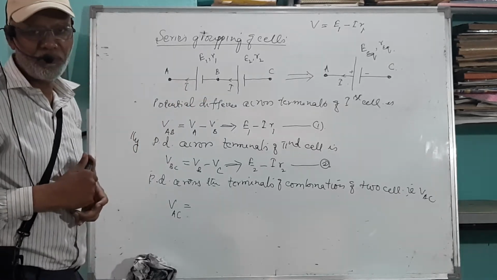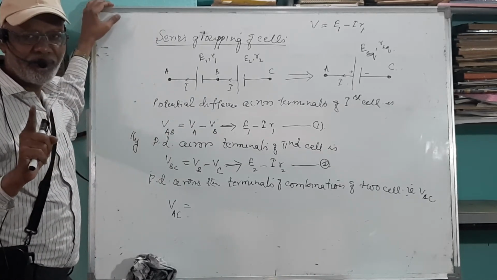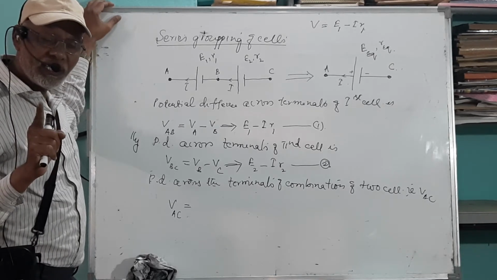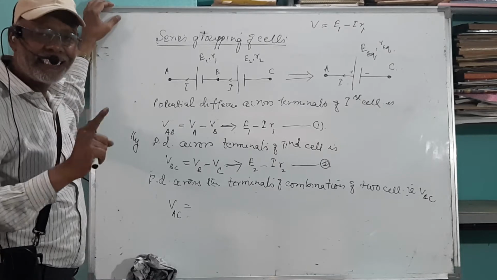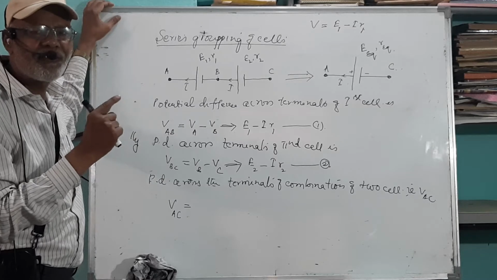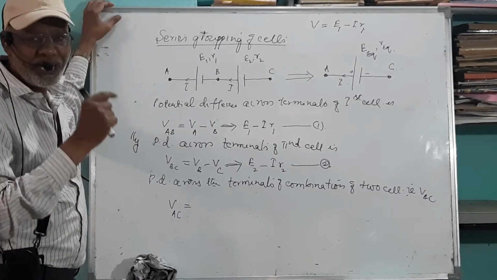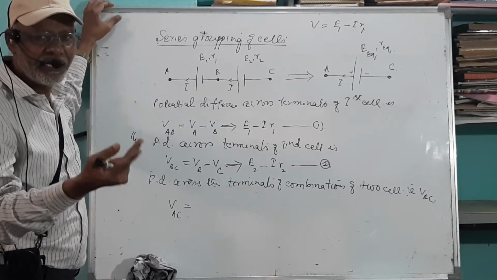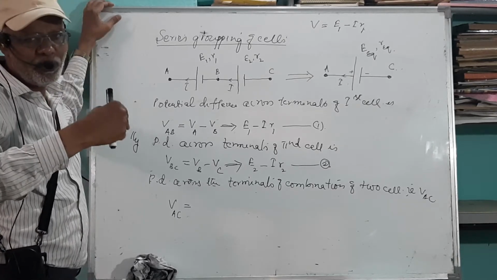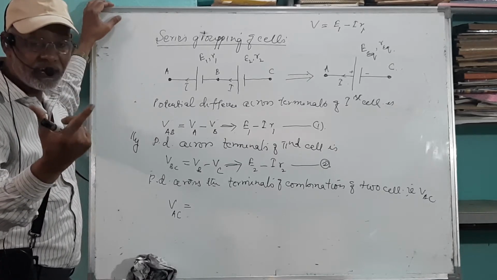What is an equivalent EMF? As I said, equivalent EMF is the EMF of the single cell which produces the same effect as that of the combination of cells. Or equivalent EMF is equal to the sum of the EMF of the individual cells. If there are three cells, the EMF of the individual cells you have to go on adding, which is equal to the net EMF or equivalent EMF of the three cells.